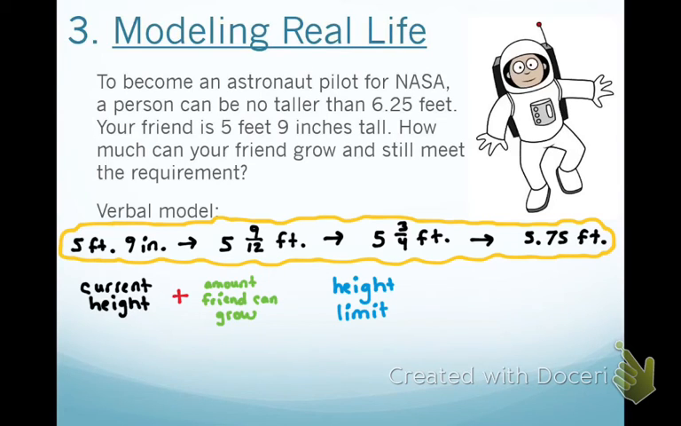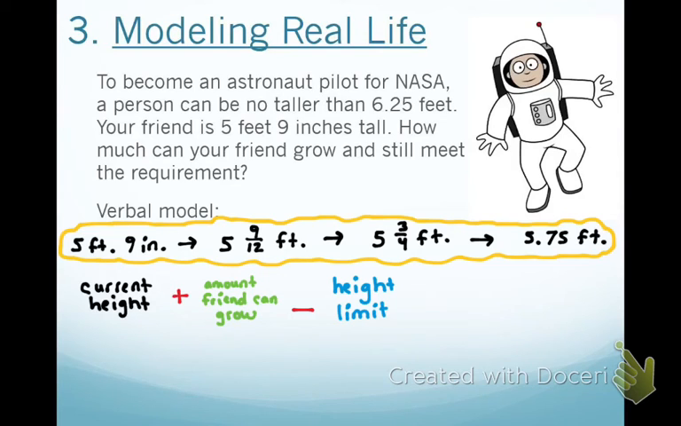Now we've got to come up with an inequality symbol that makes sense, okay? Is your friend allowed to be exactly what the height limit is? Could they be exactly 6.25 feet and still be allowed to go into space? Yes. So that means we need that little equal sign on our inequality, okay? So I'm going to put a little line there for the equal sign.